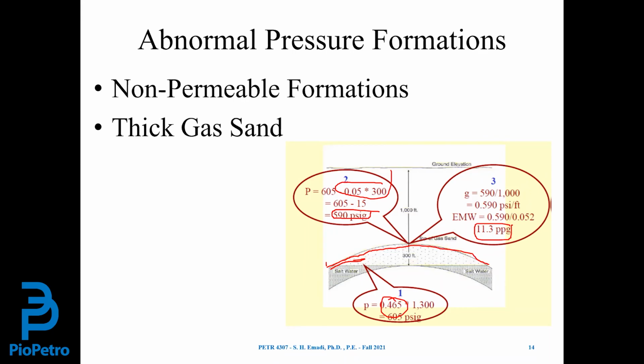How do we calculate the trip margin? Good question. The trip margin, basically, we need to calculate the pressure drop due to friction when we are tripping up or tripping down. So we need to know the speed, how fast we're going to trip in or out. We need to know the rheological properties of the drilling fluid we have, and the dimensions of the drill string and the wellbore.